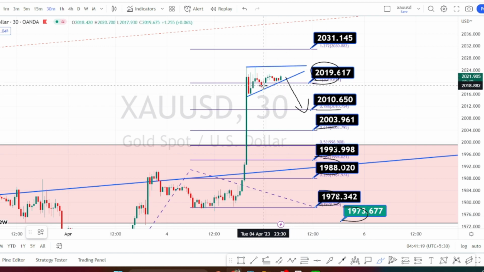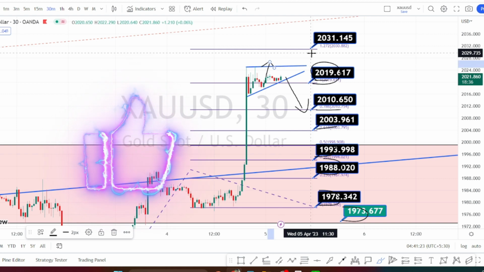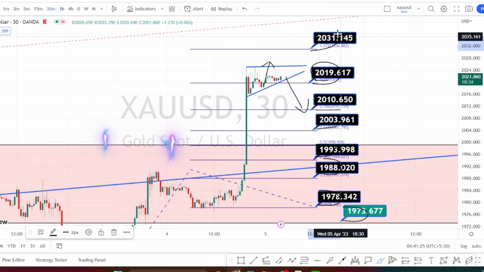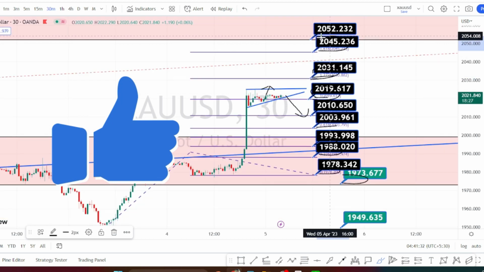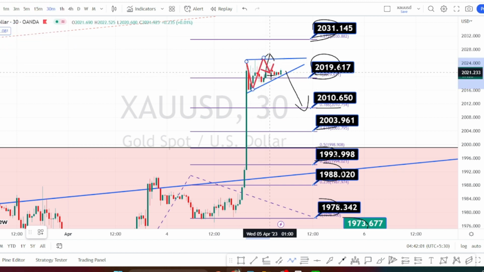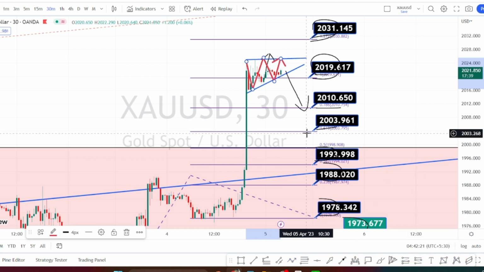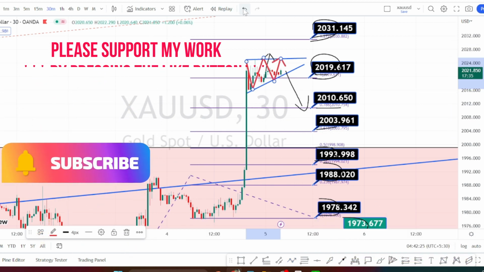And if the price action gives a breakout on the bullish side and continues its bullish side retracement, the next level of resistance is going to be around 2031, 2045 and 2052. For now the price action is waiting for the volumes to increase in order to make a directional momentum. Let us mark the support and resistance levels for 15 minutes time frame.